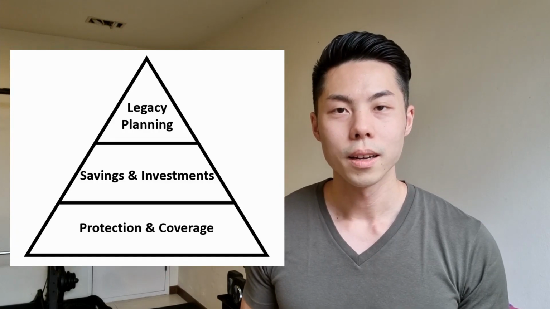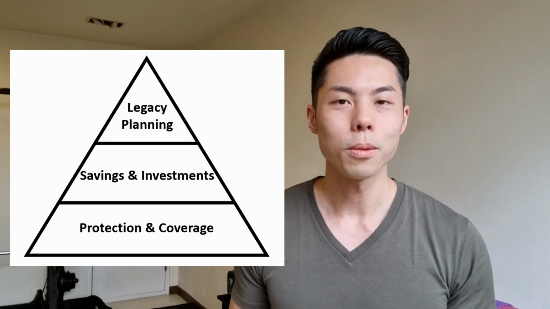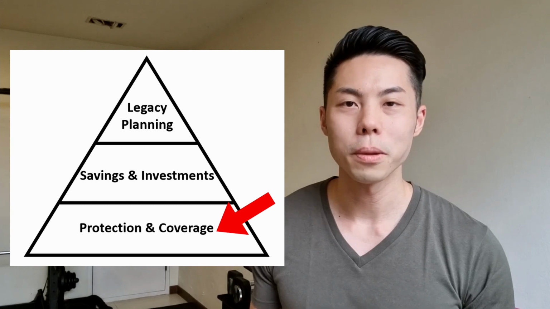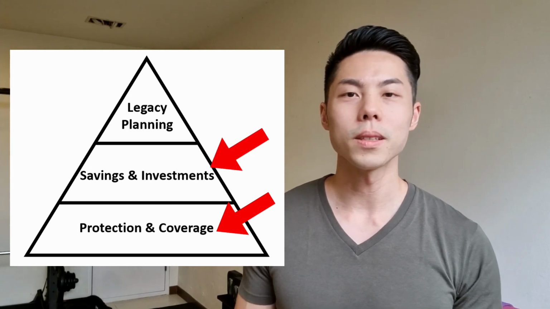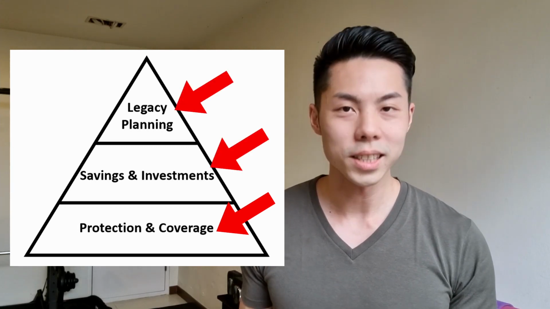In this video, I'm going to share with you how to start your personal financial plan. To start, it's actually very simple. All we need to do is to look at this financial building block. It's just a 3-tier building block, and it starts off with your protection plans, and then after that, your savings and investment, and then lastly, your legacy planning.